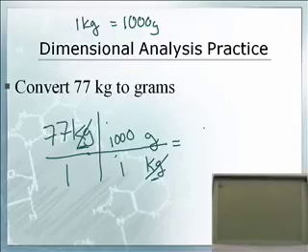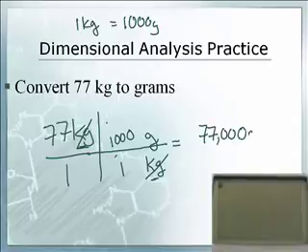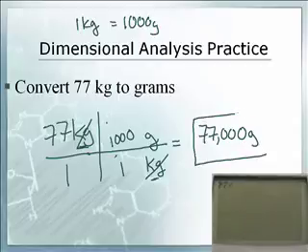Left with grams. That would be 77 times 1,000, which would be 77,000 grams. I don't even need a calculator. Because the 1,000 is on the top and the 77 is on the top, we multiply to get 77,000. That's pretty easy. All right, let's do another.